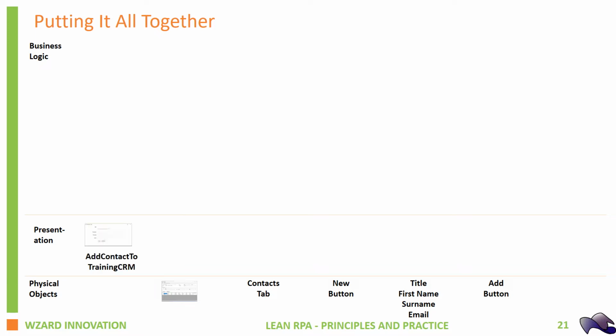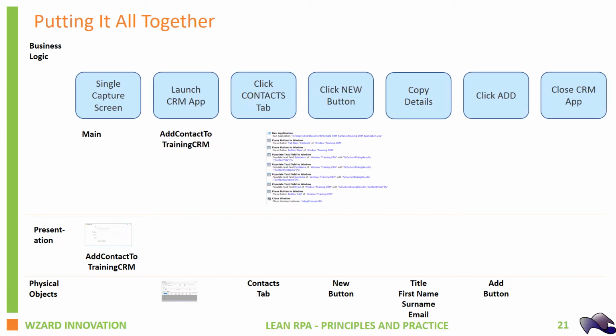We also created our own presentation layer and a button on there which ran a routine called Add Contact to Training CRM. We're going to be changing that bit slightly as part of the new update that we're about to do. And we also constructed the business logic, which initially displays your presentation layer and then goes away, runs the CRM app, clicks the Contacts tab, clicks the New button, copies the details from your new presentation dialog, and then clicks Add to update the database. Finally, the database is shut down.